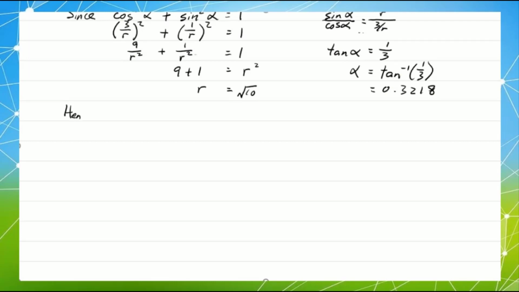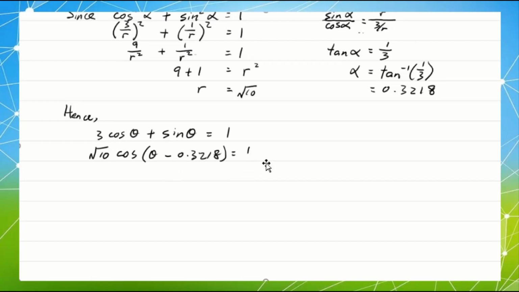So therefore, the equation is 3 cos theta plus sin theta equals 1. This expression, now we change to R formula. So R is square root of 10, cos of theta minus alpha, where alpha is equal to 0.3218, equals 1. Now we shift square root of 10 to the right hand side, becomes cos of theta minus 0.3218 equals 1 over square root of 10.